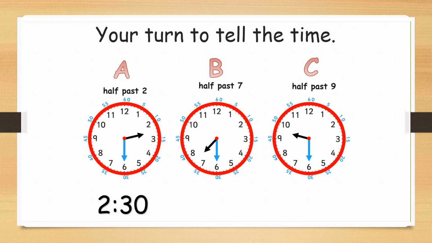Clock A shows 2:30 because the short hand is between 2 and 3, and the minute hand is on 6. So we say 2:30. Clock B shows 7:30. The short hand is halfway between 7 and 8, and the minute hand is on 6. So we say 7:30.